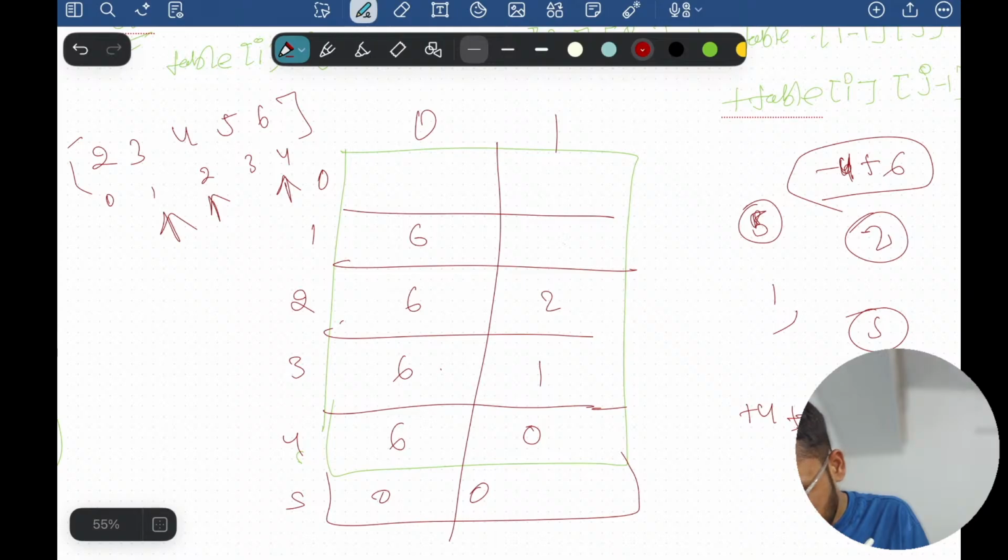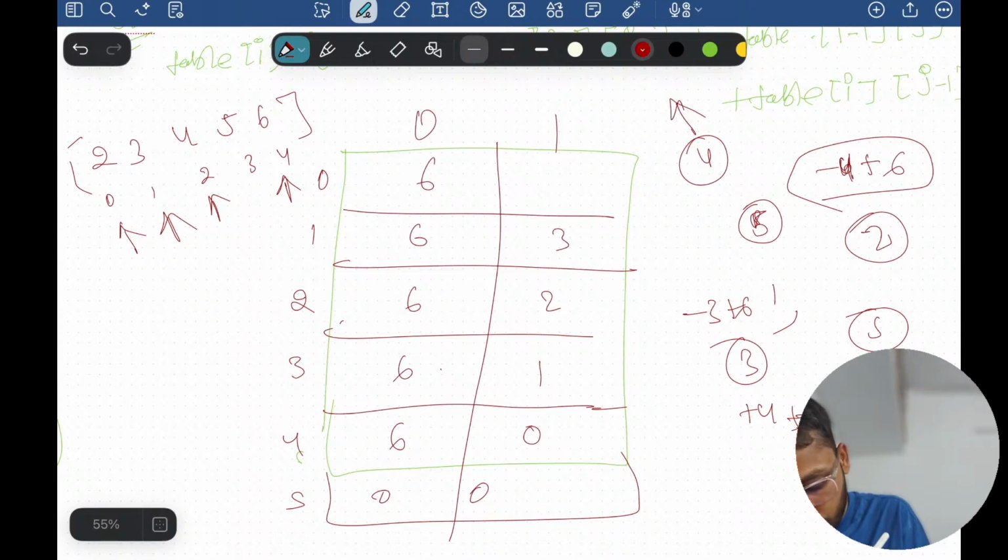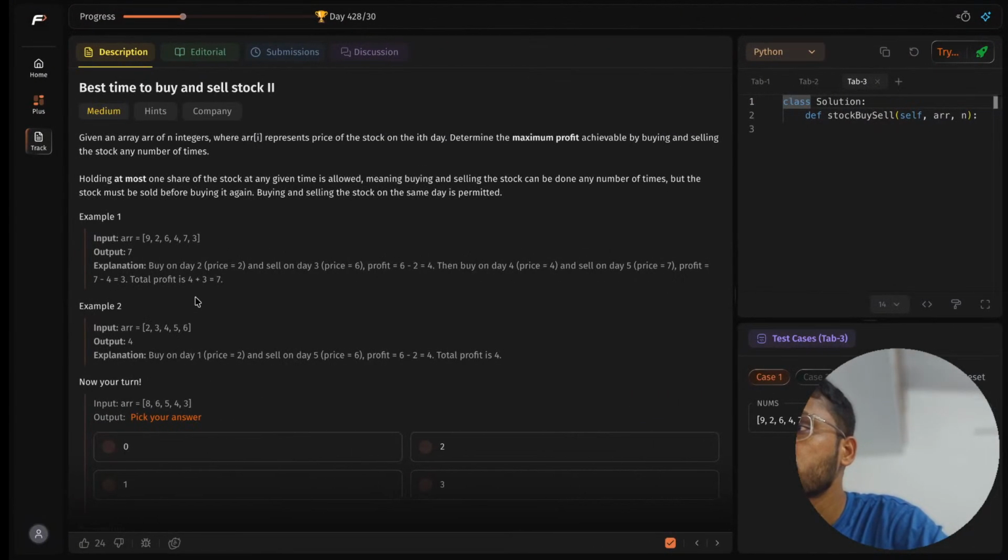Another, here you will see minus 3 plus 6, minus 3 plus 6 means 6, 3, 3 or 2, 3, and then again you will jump to 2, 2 plus 3, 5, 5 or 6, 6, and here you will say minus 2 plus 6, 4, so you will be getting 4, or 3, 4, so what will be the profit? 4. Okay, got it.